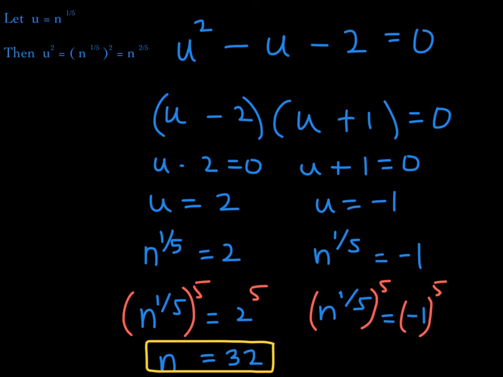Same thing for the equation on the right. We're going to raise both sides to the power of 5. And I want you to notice that 1/5 times 5 is just 1. So then you get n to the power of 1, or just n, is equal to -1, right? -1 raised to the 5th power is still -1. So then you have these two solutions for this equation.